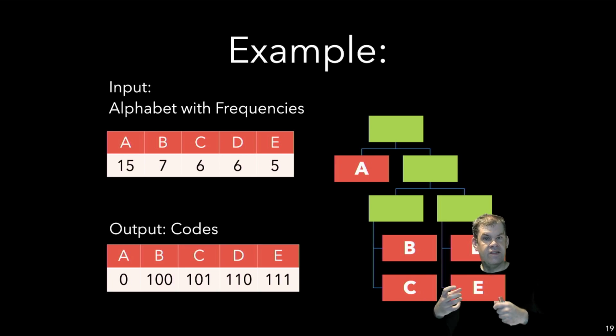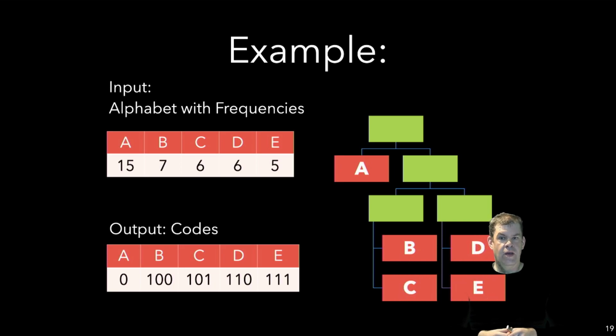That's not saying that this is unique. For one, I could just swap 0 and 1. I could just decide that anything that's 0 here should be 1, and I would get the exact same length code and it would still work.